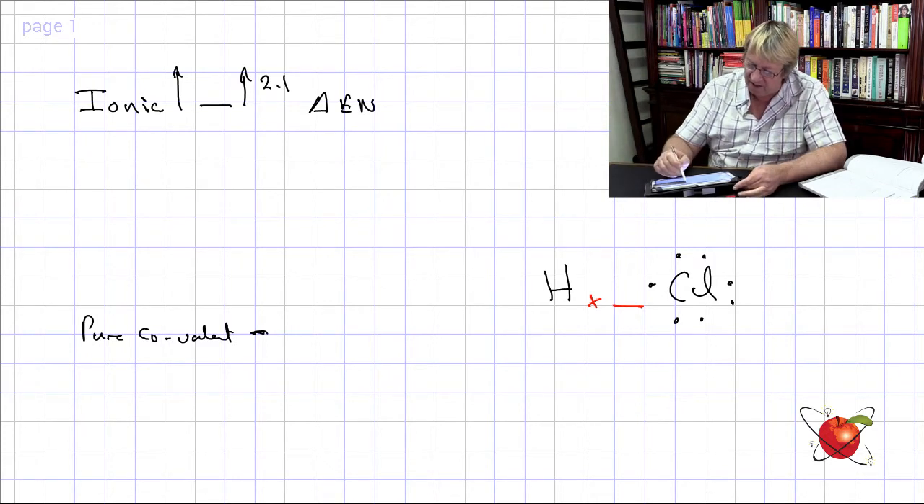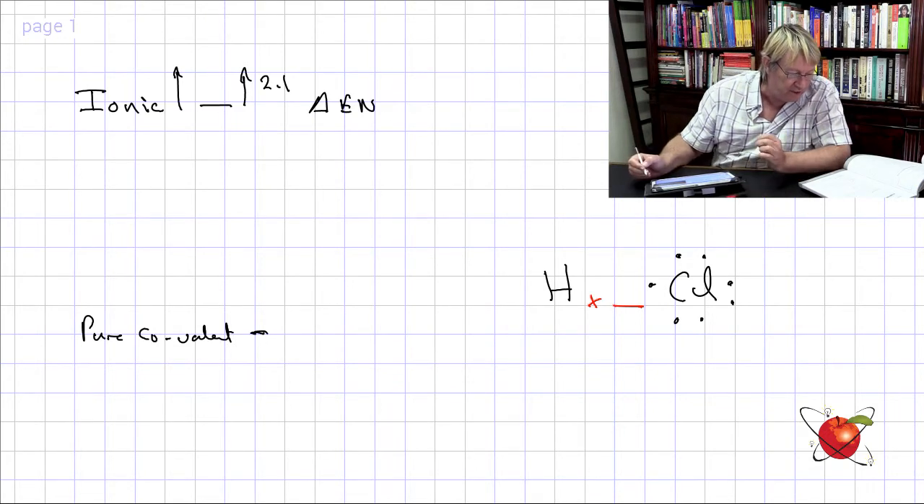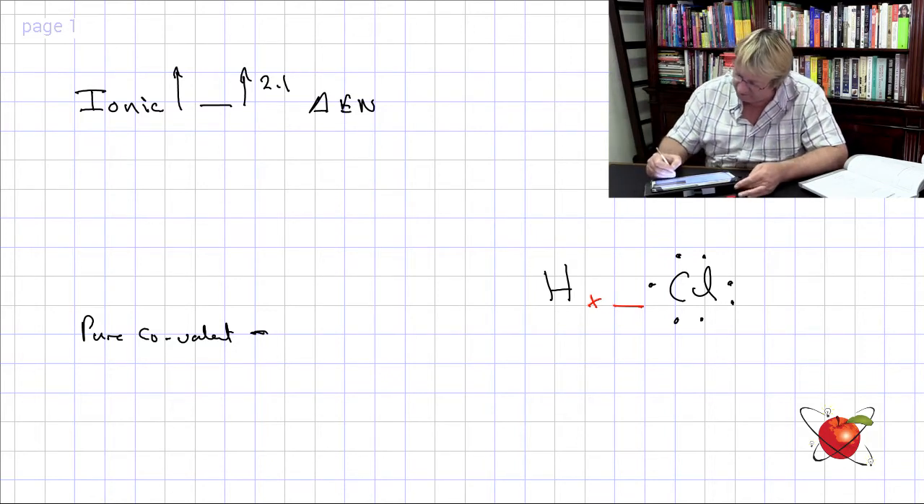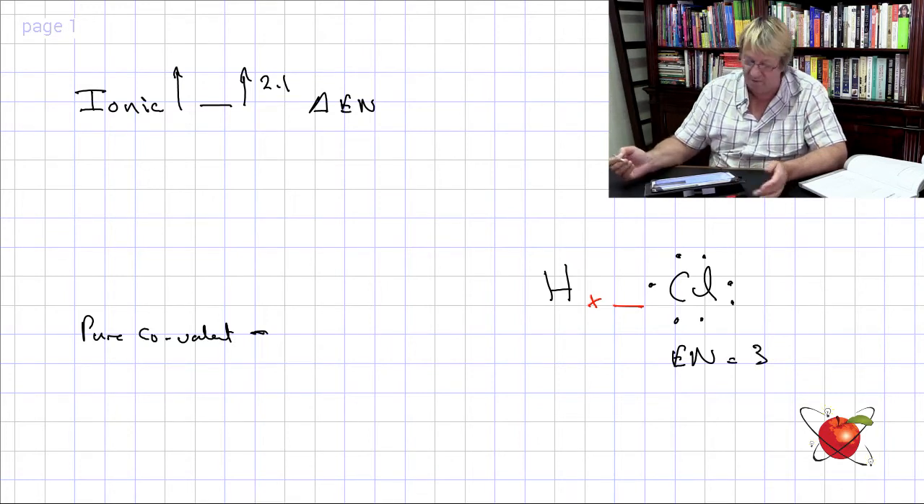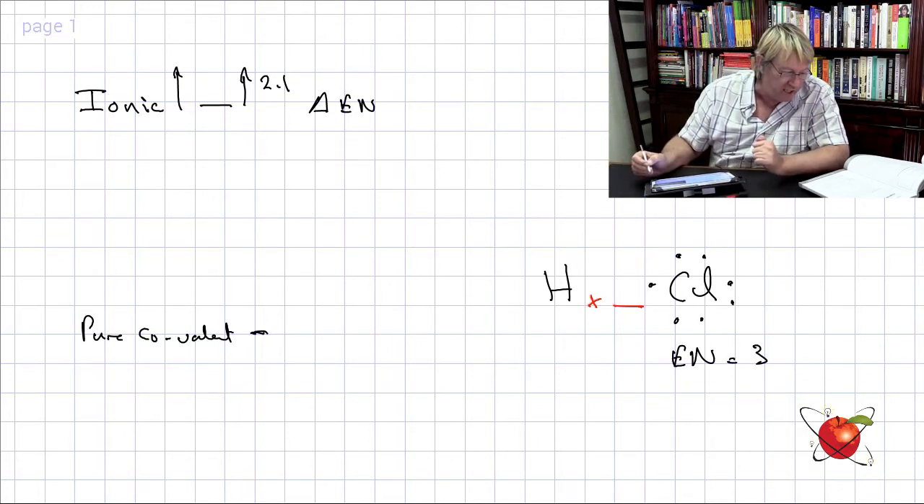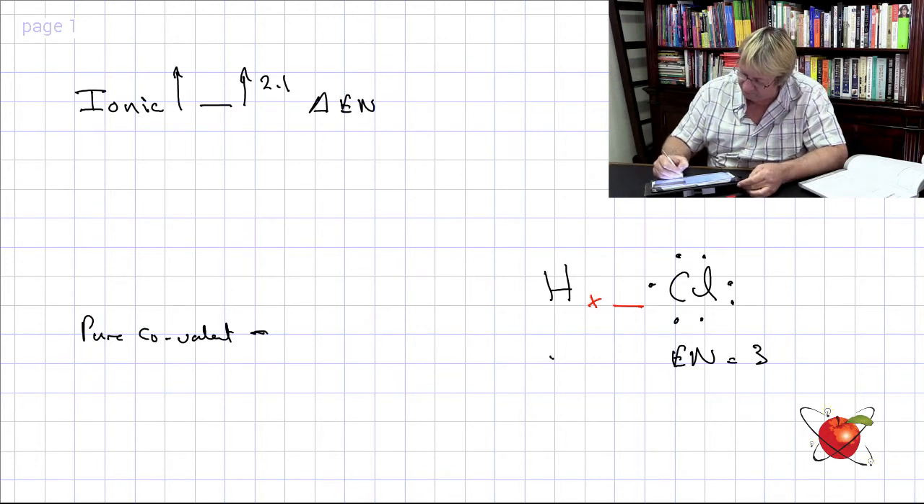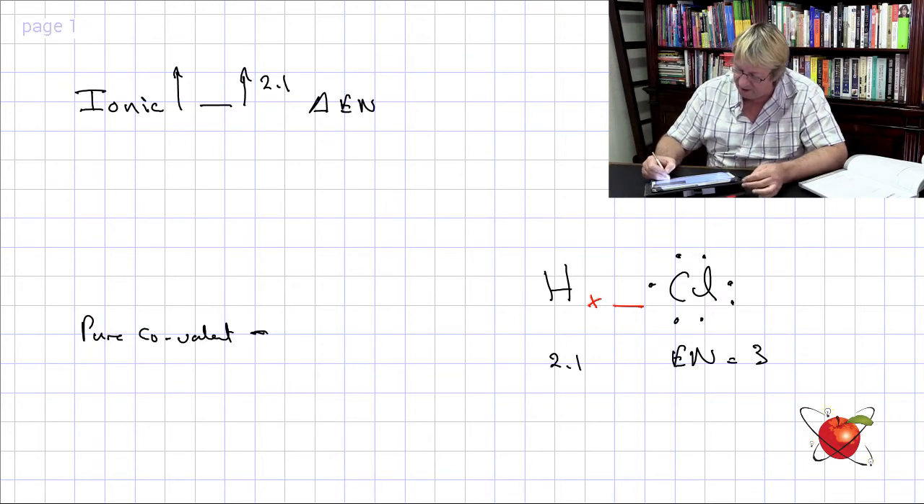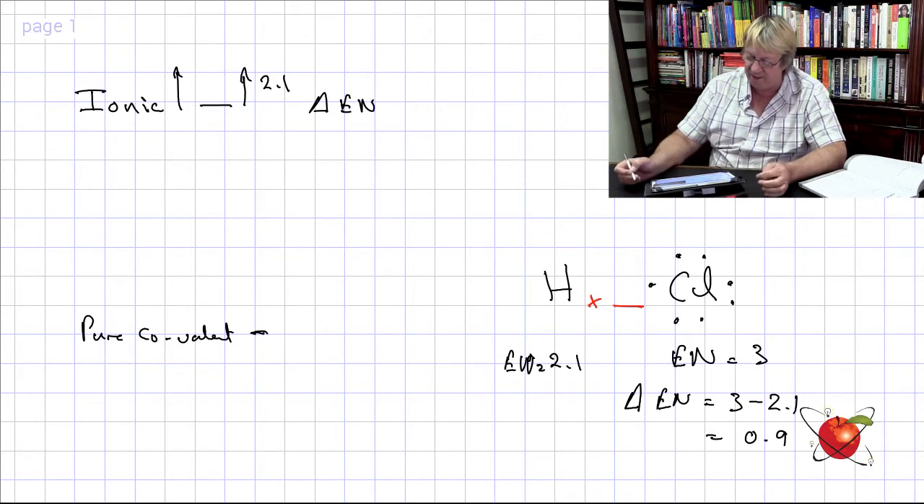What actually happens? Let us take the electronegativity of chlorine, which is 3. The hydrogen is 2.1. Now we take 3 minus 2.1. Delta electronegativity is equal to 3 minus 2.1, which is equal to 0.9.